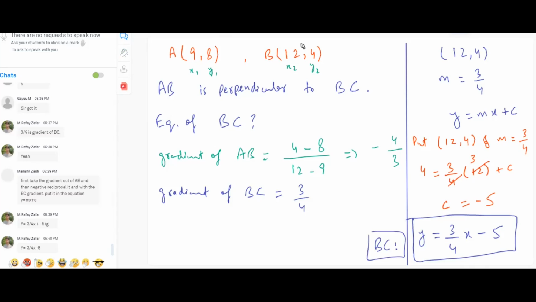Okay, 3 over 4x minus 5, exactly. So that's what we get. Very good. Okay, so this was an overview of the different concepts that you need to know of in coordinate geometry. Now, of course, to retain these concepts, you need to make sure that you do practice questions from whatever topicals that you have.